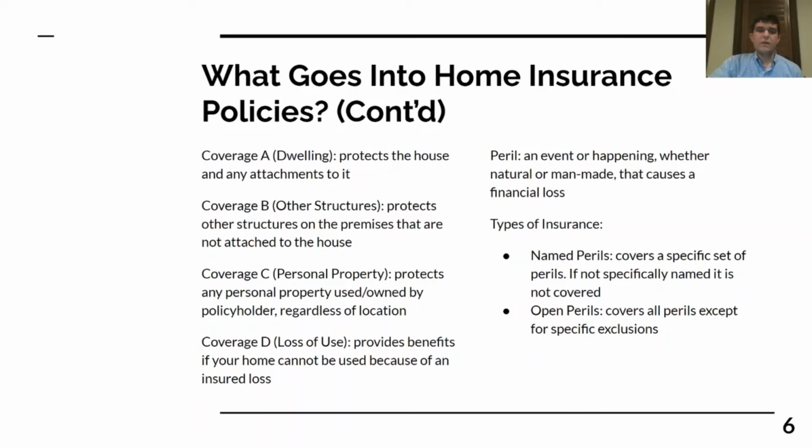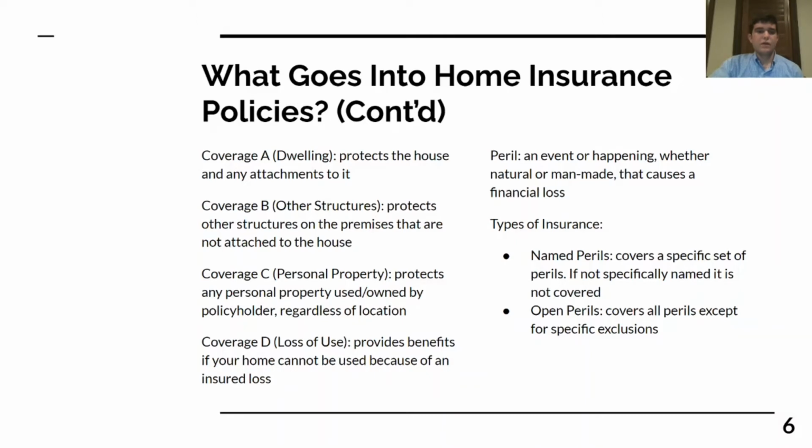Continuing this topic, as I mentioned before, the four basic coverage components, now going into greater detail. The first one, coverage A, dwelling, protects the home and any attachments to it. So you can imagine the garage of a home. If this sustains any damage, you will receive a claim and receive payment and protection for it. However, if, say, the land around the garage was damaged, you would not receive any protection based on coverage A.